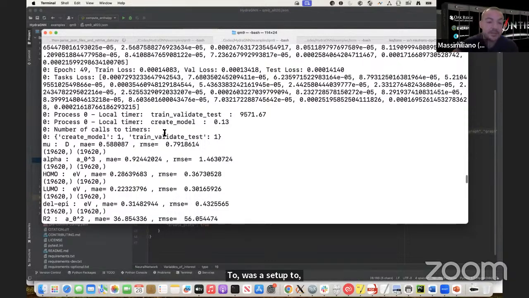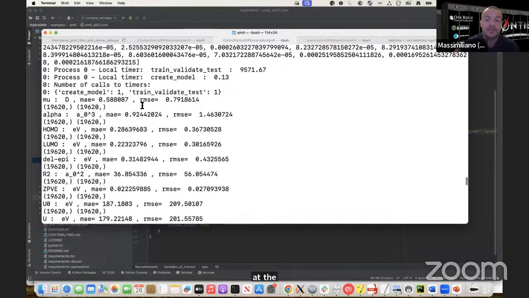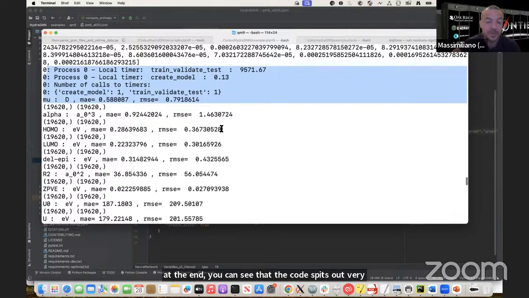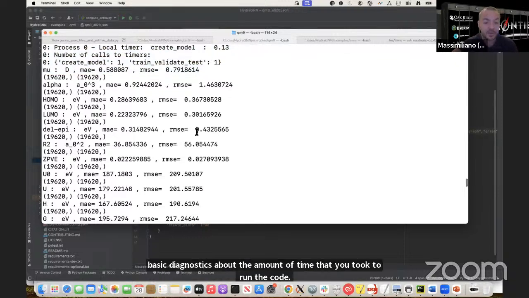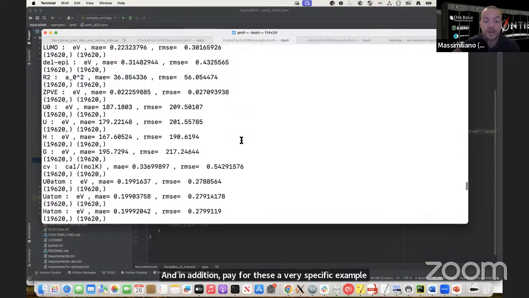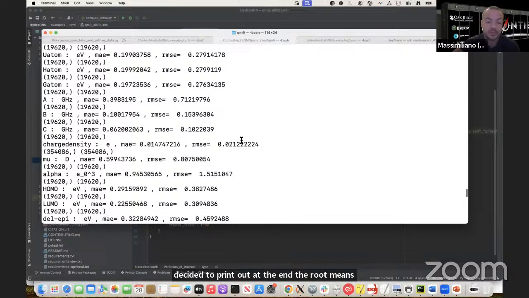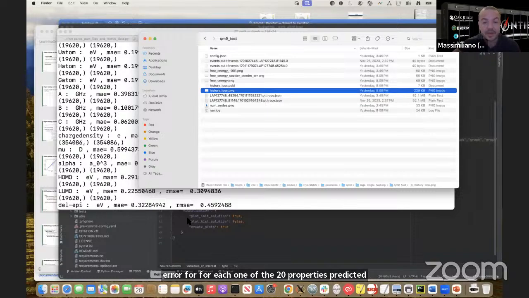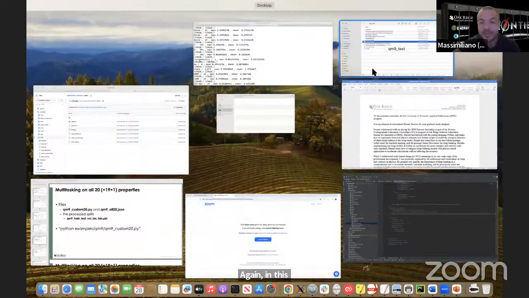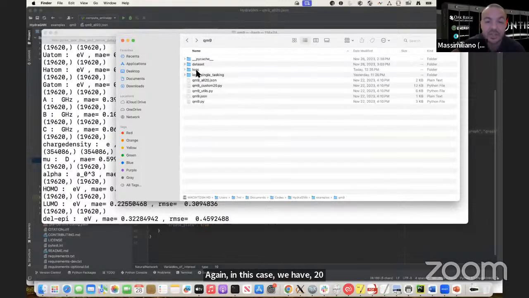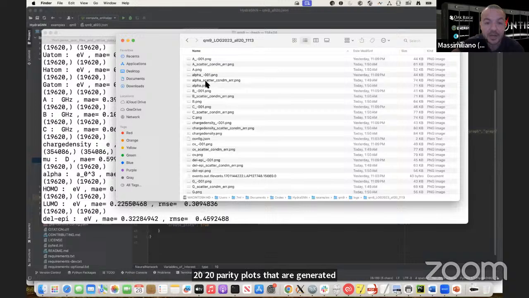And then at the end, you can see that the code spits out very basic diagnostics about the amount of time that it took to run the code. And in addition, for this very specific example, I decided to print out at the end the root mean square error for each one of the 20 properties predicted. Again, in this case, we have 20 parity plots that are generated, one for each of the 20 properties predicted.